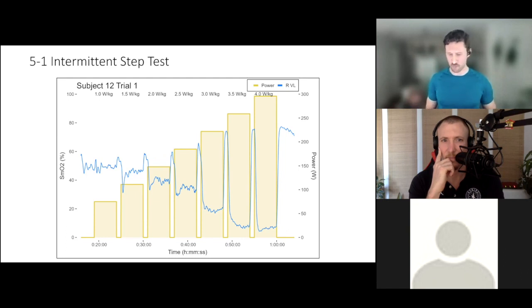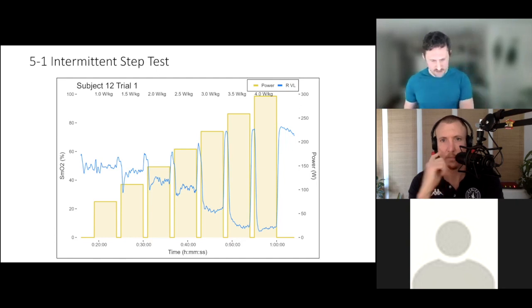We can look at certain parameters. I should actually mention, we're looking at the VL, by the way. That's our blue line. We're looking at the right vastus lateralis on a cyclist, right? Cycling, of course. Yeah, exactly. Now let's introduce another one.